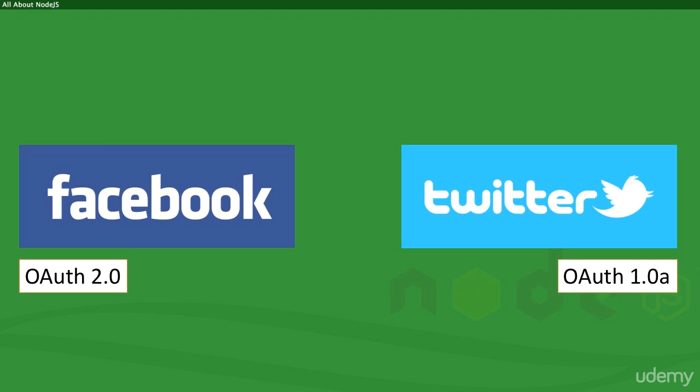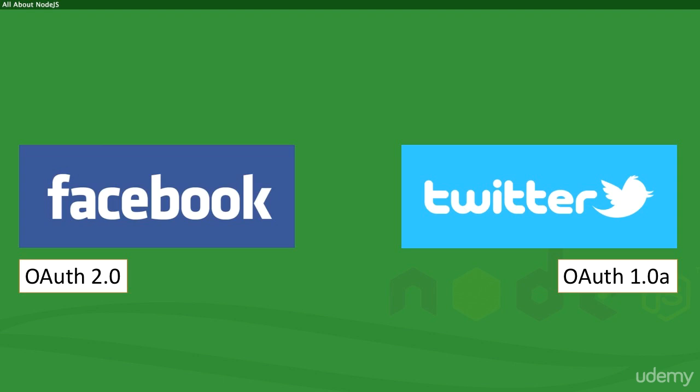Facebook, for instance, uses the OAuth 2.0 standard. OAuth is an open authentication standard and Facebook uses version 2.0. On the other hand, Twitter still uses the old 1.0a standard. Over the next few slides, we'll see how these standards work, but the really interesting bit for us as a Node.js developer is that Passport provides us with a uniform workflow for most authentication standards, and it abstracts the underlying differences in implementation. This is a massive time saver.